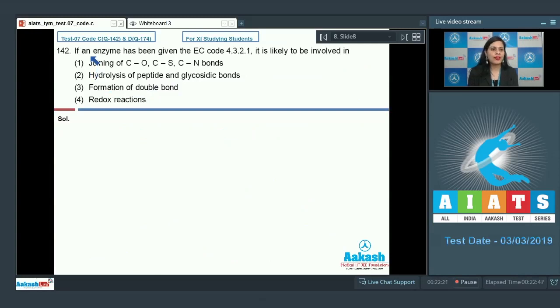Question number 142. If an enzyme has been given the EC code 4321, it is likely to be involved in, and the options are joining of CO, CS, CN bonds. Option number 2, hydrolysis of peptide and glycosidic bonds. Option number 3, formation of double bond. And option number 4, redox reactions. The correct answer is option number 3, formation of double bond, because the EC code 4321 represents lyases, which are responsible for the formation of double bond.